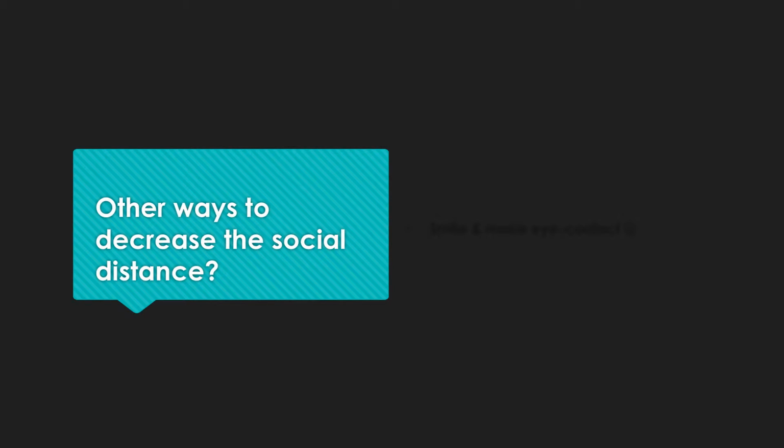Let's see if there are any other ways to decrease the social resistance or the social distance. And when we talk about social distance, we mean that you as a professor are in a higher power position than the students. So that leads to a little bit of discomfort with engaging. So two basic things are just to smile and make eye contact.